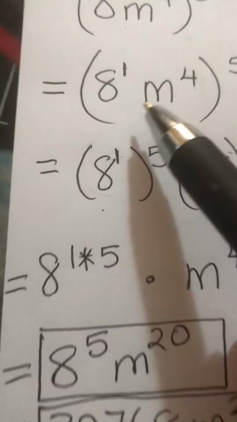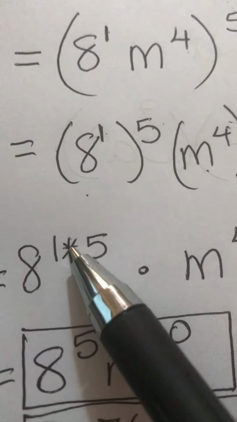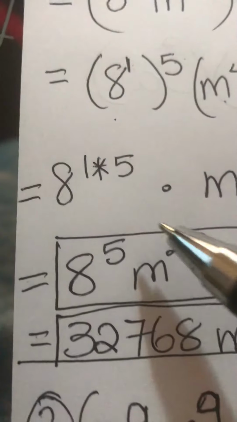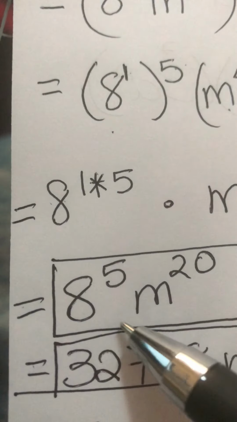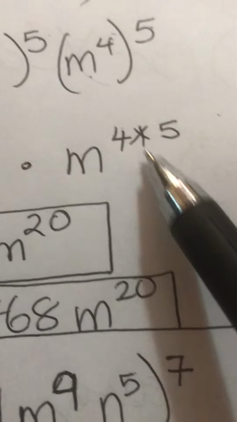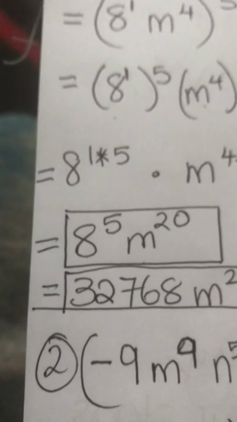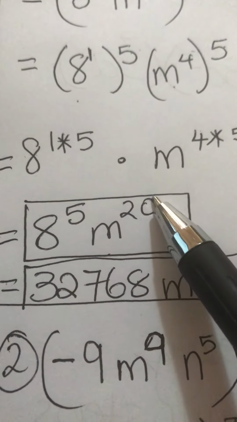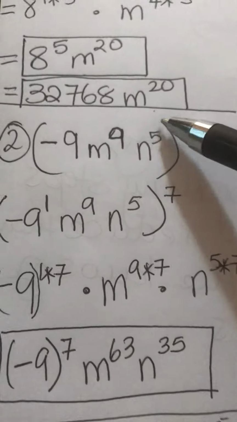Okay? And then I'm just going to multiply my exponents. 8 to the 1st power times 5 and m to the 4th power times 5. This gives me 8 to the 5th power because 1 times 5 is 5. And this gives me m to the 20th power because 4 times 5 is 20. And then I can simplify that. 8 to the 5th power can be this, and then m to the 20th power. Okay? And let's do this one.